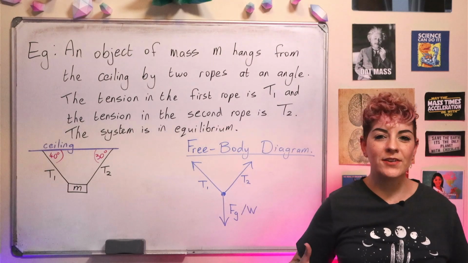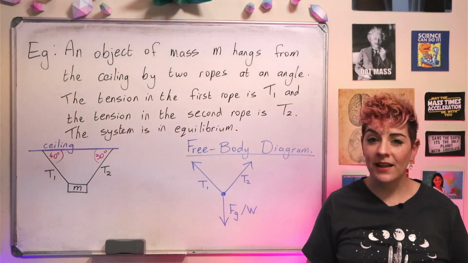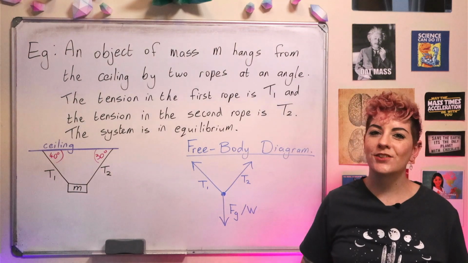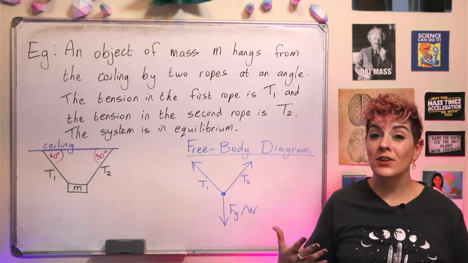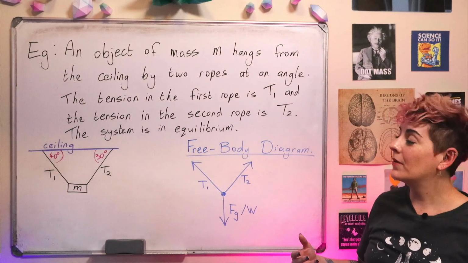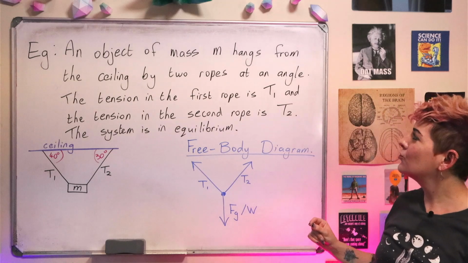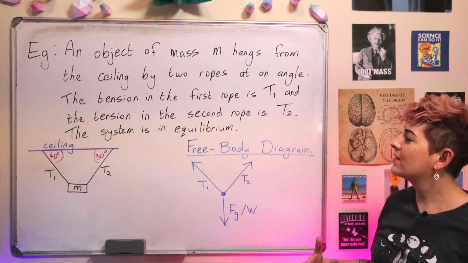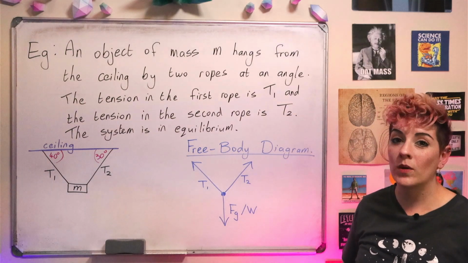Right, so I've given an example of a question on the board here, but we're not going to actually work through this calculation. I haven't given any values for the forces. We're just using the scenario to help us better understand what an equilibrium question looks like and what it means. So the question reads, for example, an object of mass m hangs from the ceiling by 2 ropes at an angle. The tension in the first rope is T1 and the tension in the second rope is T2. The system is in equilibrium.